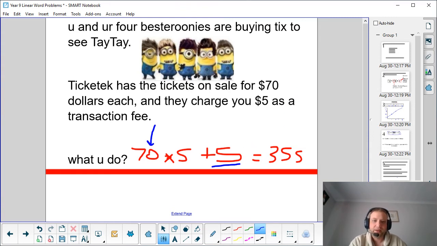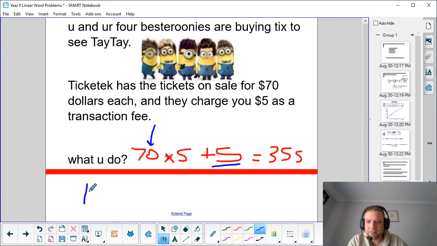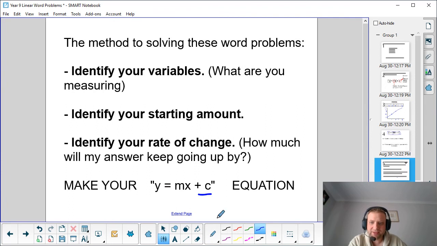All right, so if we're applying your instructions to this question, what are your variables? What are the two things you're measuring? You are measuring how many dollars you are being charged, right? The dollars will equal something. That's after you buy some tickets. All right, so what I've done is I've replaced the letter Y with the dollars because that's what we're solving for. And the letter X is the other thing we're working with, right?